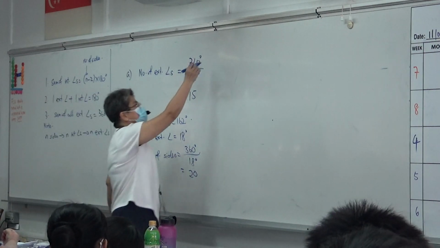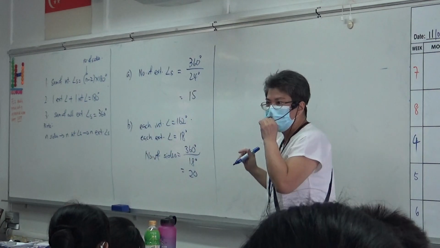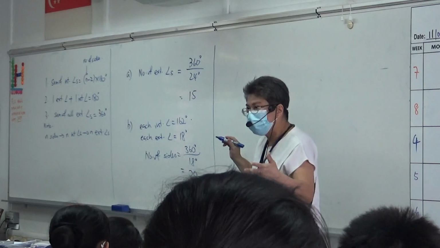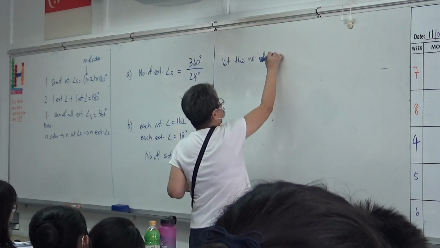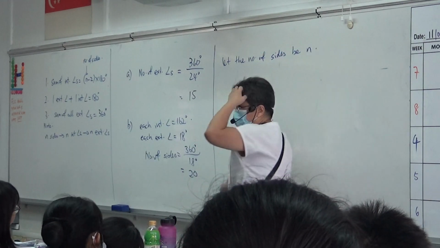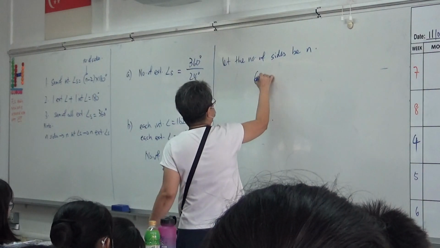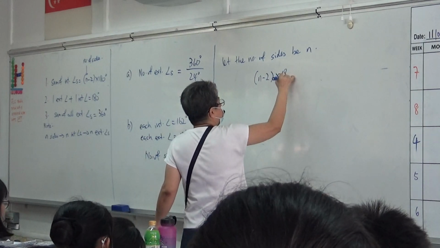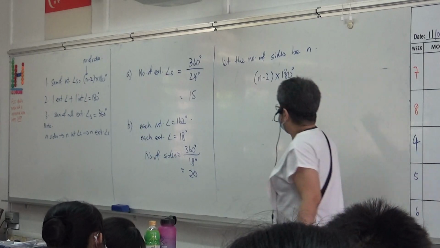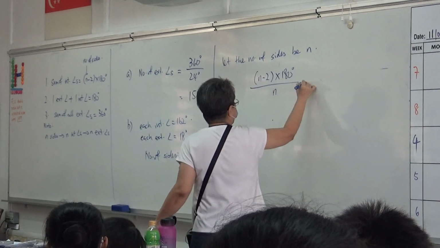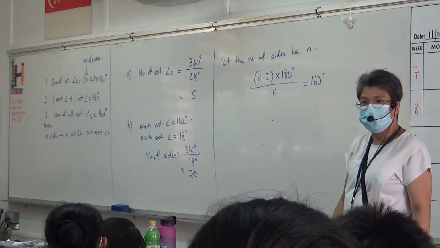Now, of course, there's one more way. This one, I just want you to take note of it. Because the question says find the number of sides, I let the number of sides be n, right? You don't know it now. Now, the sum of interior angles is this one, right? That means I must divide by n, then I will get 162, right? One interior angle. Can you see it?